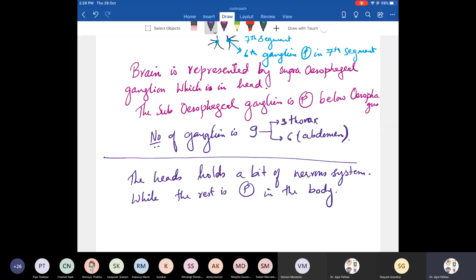So, that's the reason whenever the cockroach head is cut off, it can live for a week more. Are you getting the point? After the head is cut, it can still live for a week because most of the nervous system is present in the other parts of the body, not in the head. Is it clear? Any difficulties?